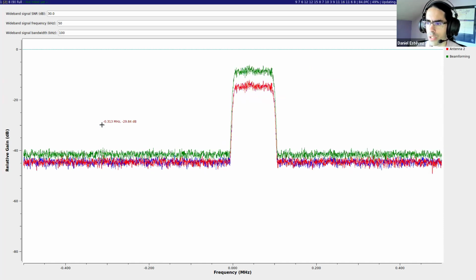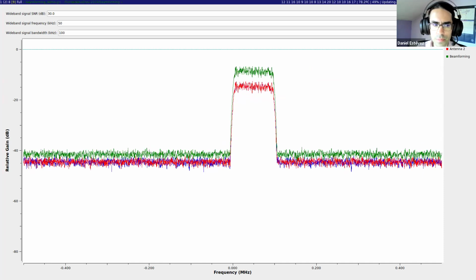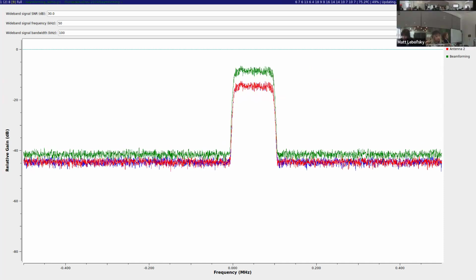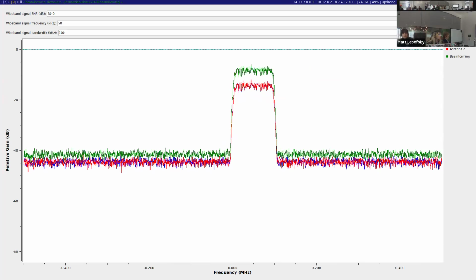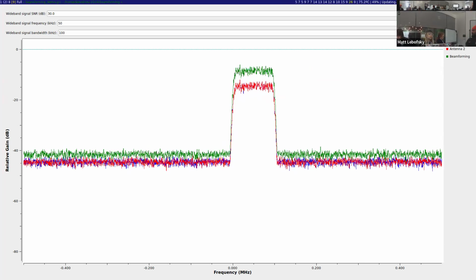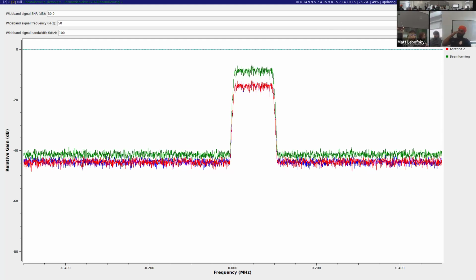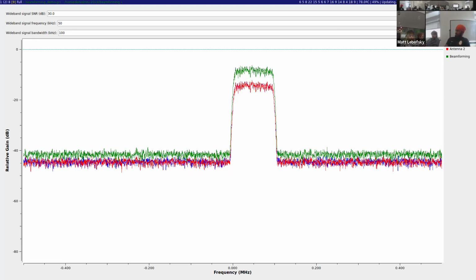Okay, so any questions at this point? Yeah, I have a couple. Sure, go ahead. So for the first one, this was just a recap, but I was looking through the blocks in the flow graph, and I was wondering what exactly the polyphase arbitrary resampler does.